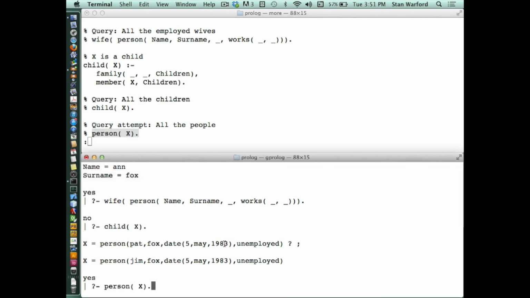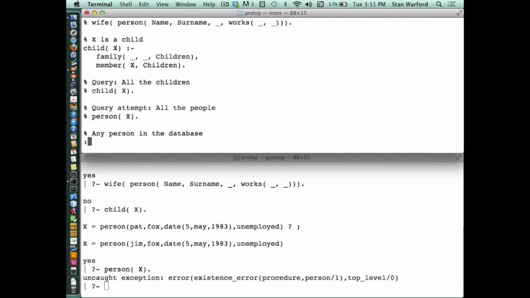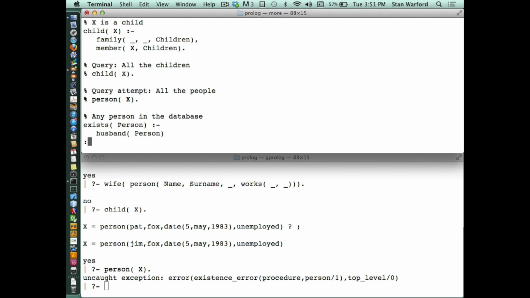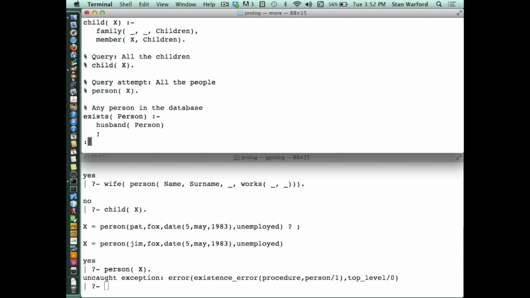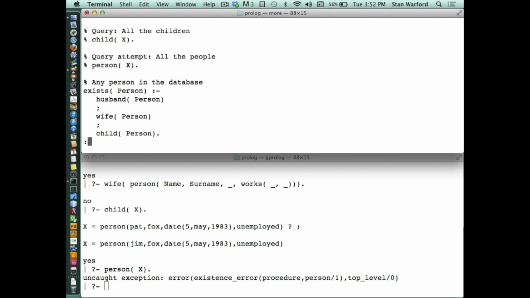So look, if I do this, that's an existence error, right? Because there is no person rule. So here's what we're going to do. Any person in the database, we're going to say exists person. But now look, we already defined husband and wife and child, did we not? So exists person if husband person, and then how do you do or? There is a way to do or without having a separate rule. Remember? Semicolon, wife person, semicolon, child person, boom, okay?